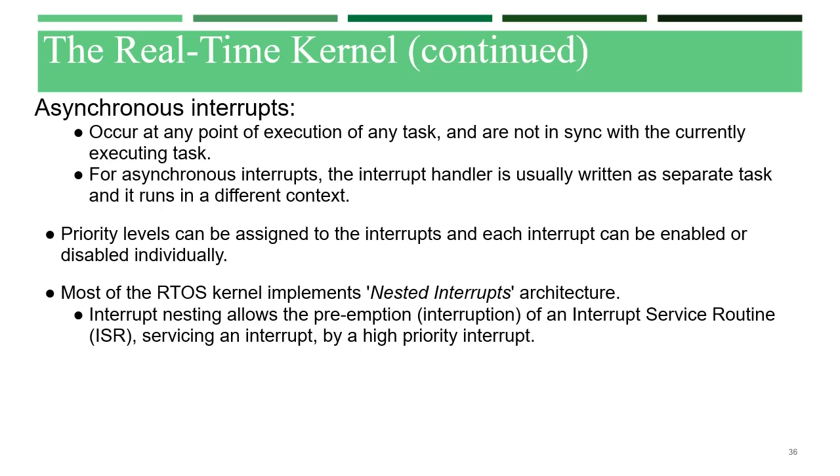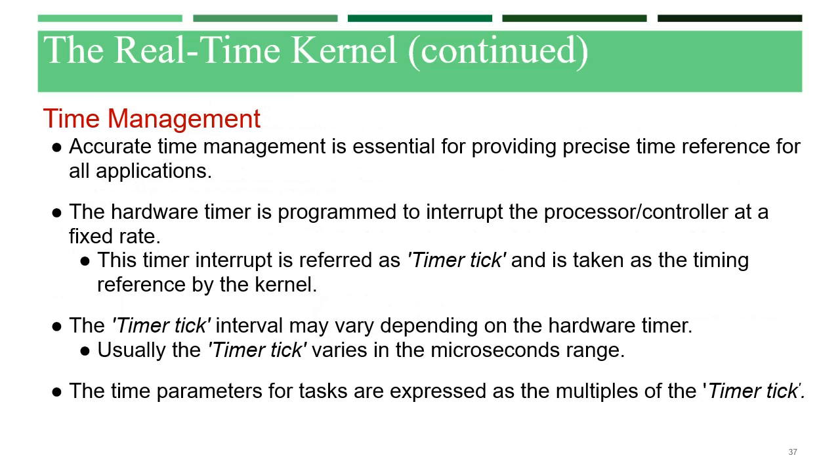Priority levels can be assigned to the interrupts and each interrupt can be enabled or disabled individually. Most of the RTOS kernels implement a nested interrupts architecture. Interrupt nesting allows the preemption, that is, interruption, of an interrupt service routine servicing an interrupt by a high priority interrupt. So, next is time management.